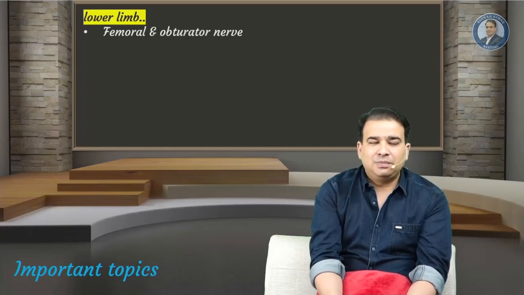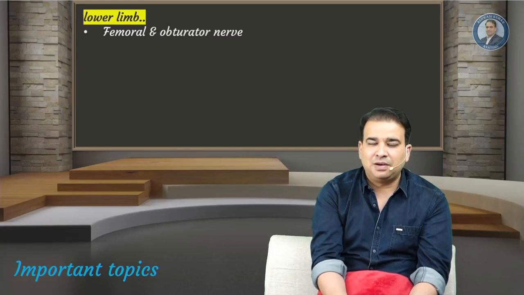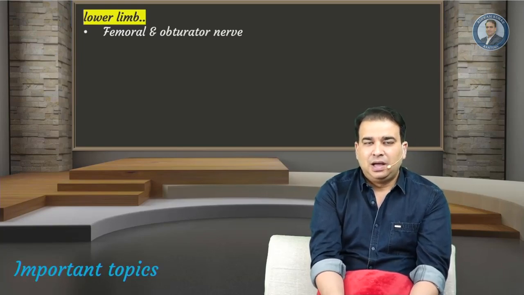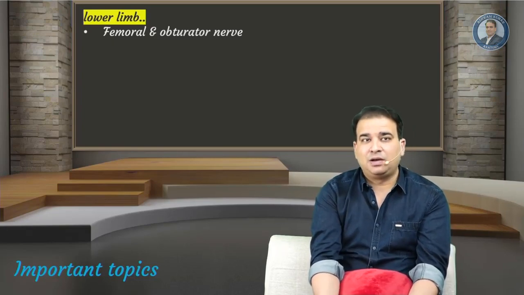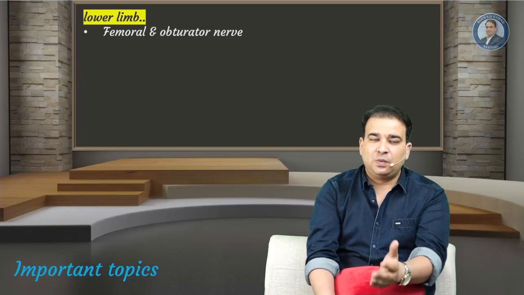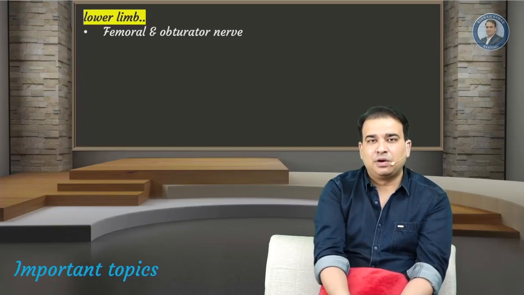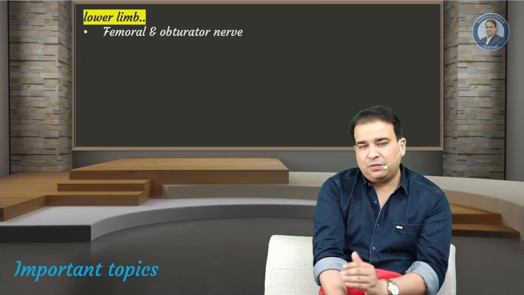So in the lower limb, I would say the femoral and the obturator nerve, the nerves supplying the anterior and the medial compartment, their branches, their division, and what their supply is, what their cutaneous innervation is. You also need to know that the femoral nerve gives off the saphenous nerve, what the course of the saphenous nerve is, and till where it supplies. So that becomes important.